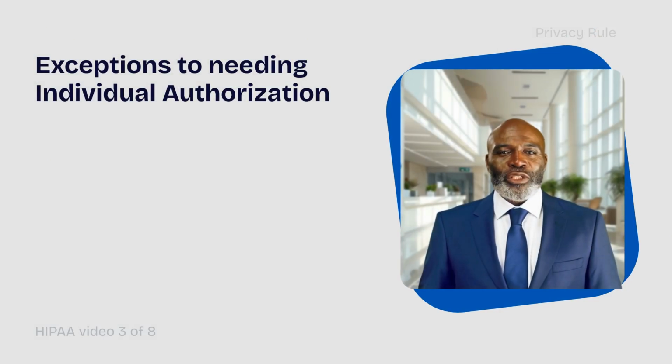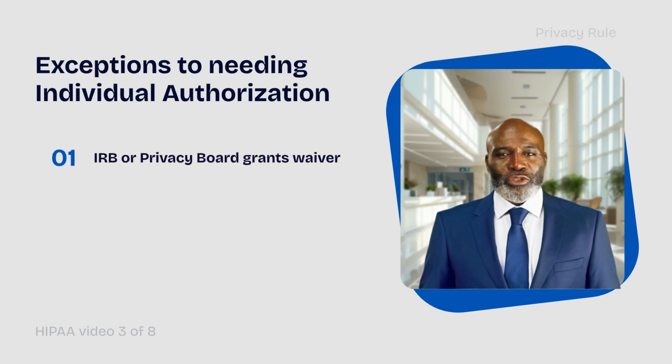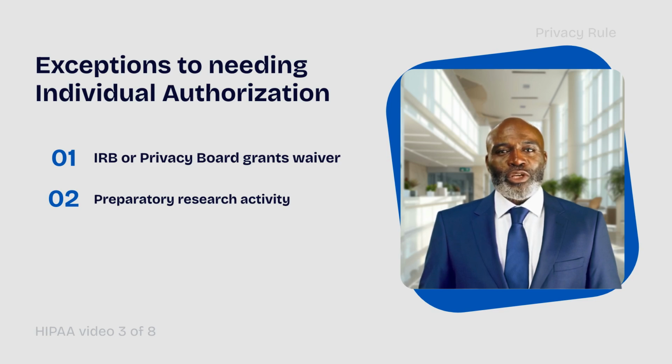Now, there are situations where we might not need individual authorization. One example is when an institutional review board, IRB, or privacy board grants a waiver of authorization. This can happen when the research poses minimal risk to privacy and it's impractical to obtain consent. Another case is for preparatory research activities, like designing a study or assessing feasibility. Here you can review PHI without authorization, but you can't remove it from the covered entity.